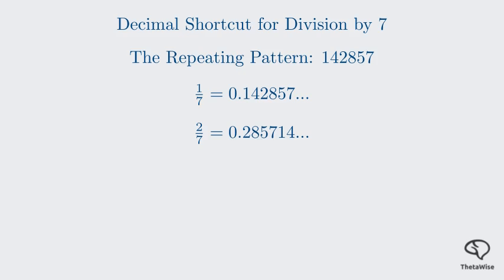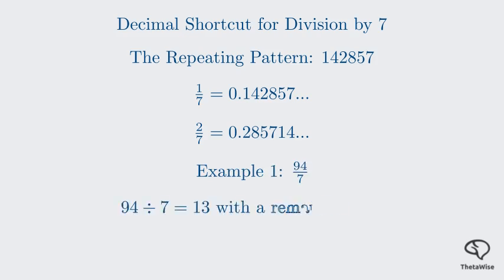Let's apply this to a larger number. What is 94 divided by 7? First, we do the long division to find the whole number part and the remainder. 94 divided by 7 is 13 with a remainder of 3. This means 94 over 7 is equal to 13 and 3/7. Now, we just need to find the decimal for 3 divided by 7.